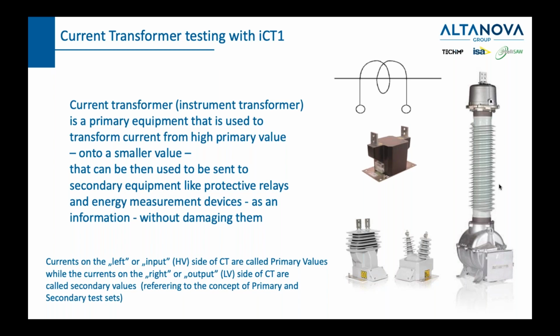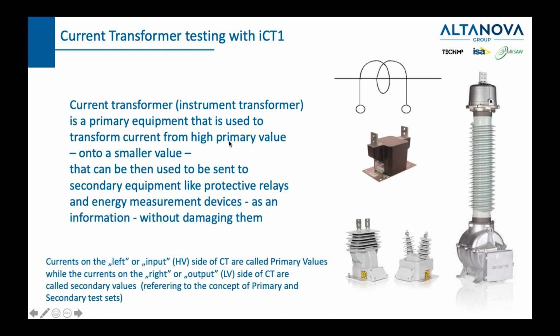You can see here various types of current transformers: high voltage, medium voltage, low voltage, and here you can see the symbol of a current transformer. As a side note, when we talk about current transformers, the currents on the left side, or the input, or the high voltage side of a current transformer are called primary values, while the currents on the right side, or the output, or the low voltage side are called secondary values, referring to the concept of primary and secondary test sets.